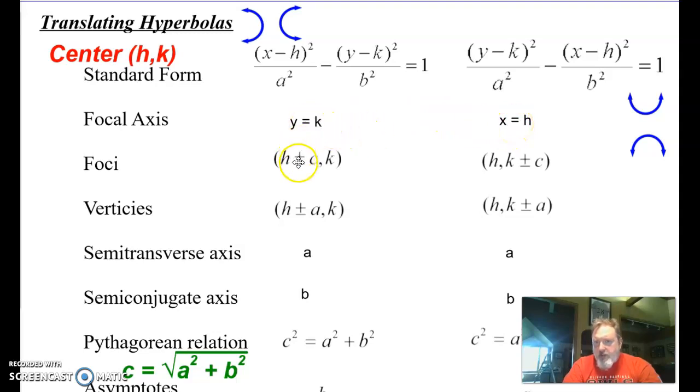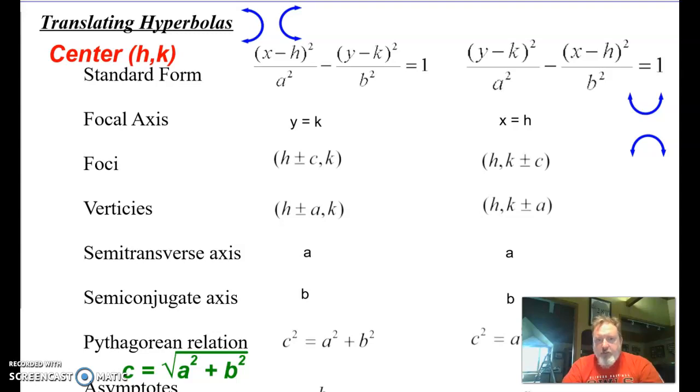And you can see we add c accordingly for our foci and a for our vertices. The transverse axis is still a. The conjugate axis is still b. That's what makes the little box. So when you have the box between the vertices, that's what a and b are, so that we can get our asymptotes.